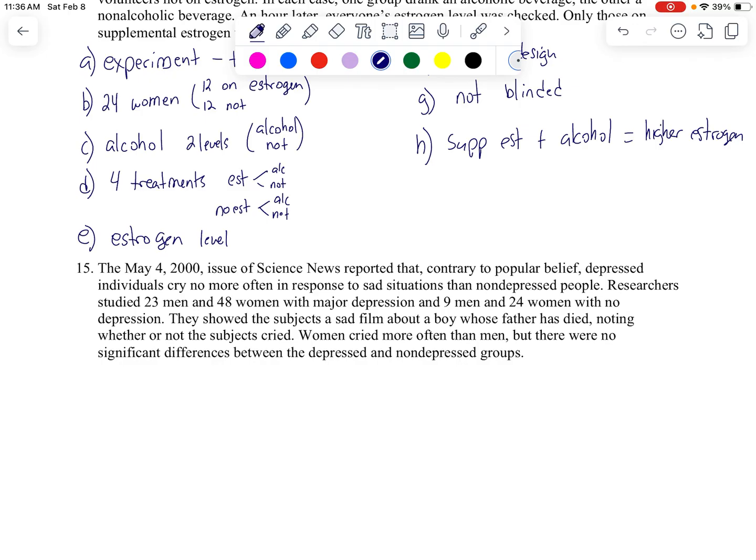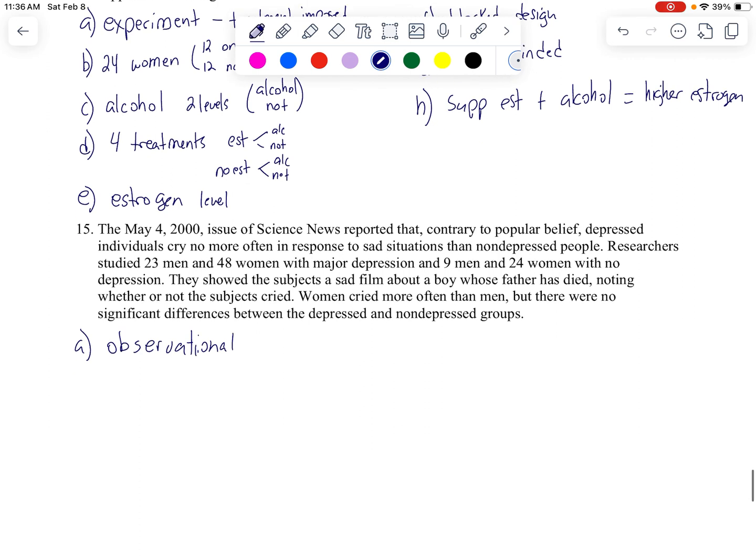Okay, so this again becomes, because I did not impose, I gave everyone the sad movie, an observational study. I did not randomly assign them to be depressed or not, so this is an observational study. So with that, we have to decide, is it a retrospective study or a prospective study? And again, when you come across a retro, it's going to be looking at records that have been collected in the past. This one we're also going to consider a prospective study because we're doing it right now.